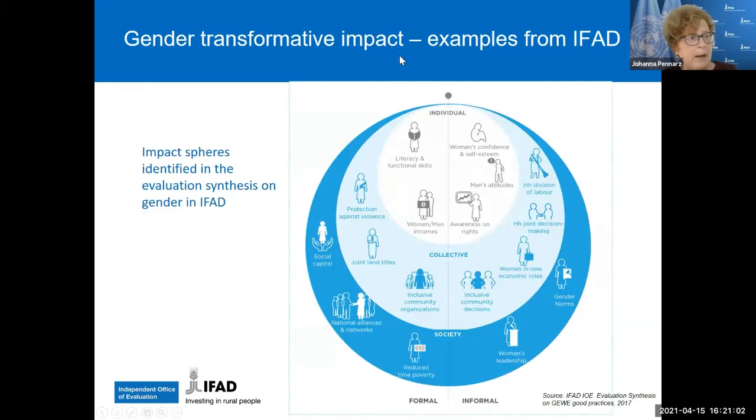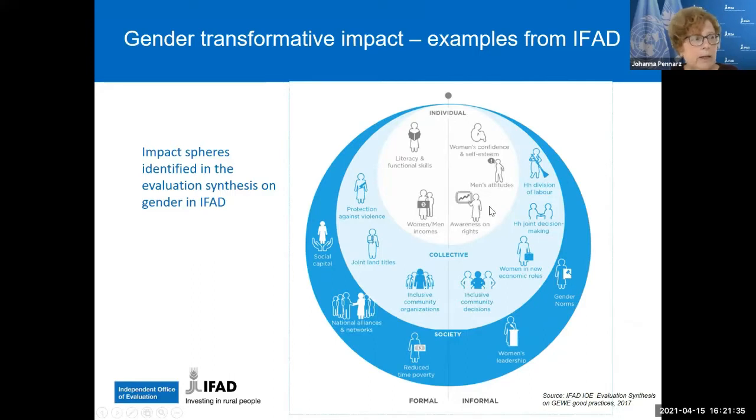So the kind of impacts which we found in our synthesis, we classified them into three spheres: the individual sphere, the collective sphere, and the sphere of society. And for those spheres, we also distinguish between the informal and the formal spheres. So, for example, at the individual sphere, we have impacts like literacy and functional skills improved, of course, women's confidence and self-esteem, men's attitude, awareness on rights, and equal incomes of men and women.